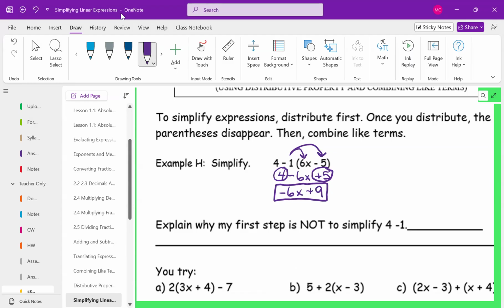Now, if we go back to the original problem and take a look, explain why my first step in this original problem up here is not to simplify 4 minus 1. Because a lot of students see that first and they say, oh, 4 minus 1 is 3, right? They say 3, and then they want to distribute the 3. But that's not correct. How come?